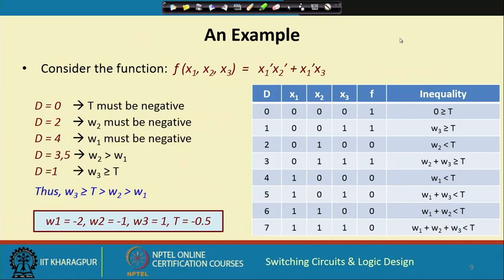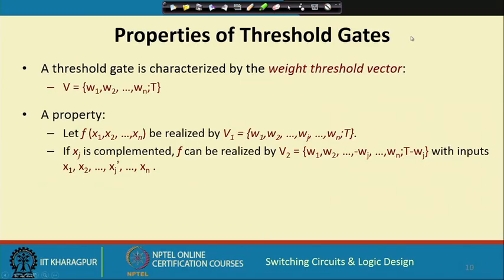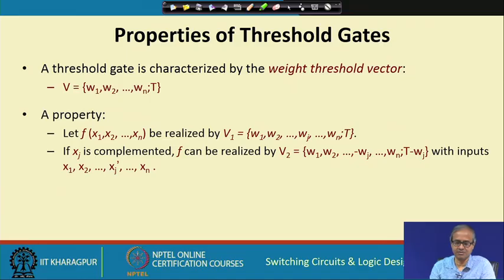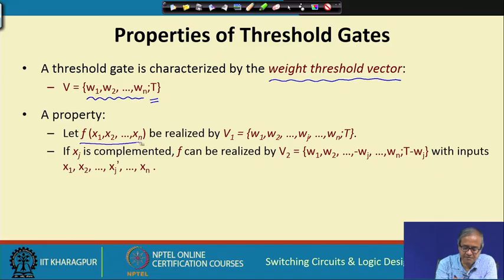Now, we shall look at a couple of properties of threshold gates or threshold functions. The first property says that any threshold gate, as you know, is characterized by the weights of the inputs and also the threshold. Taken together, they are called the weight threshold vector. So, any threshold gate is characterized by its weight threshold vector. Consider a function f which can be realized by a weight threshold vector W1, W2, ..., Wn and t, let us call it V1.